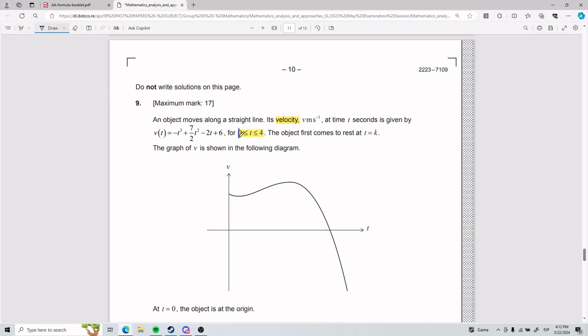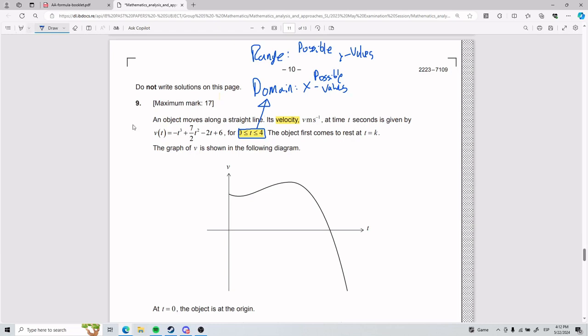Now, pop quiz. What is this? This, ladies and gentlemen, is what we will call our domain. What is the difference between domain and range? Intuitively, domain is like your possible x values, while your range, you guessed it, is your possible y values. And so my possible x values can only go from 0 to 4.